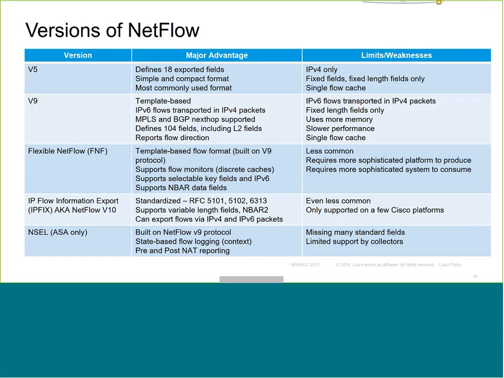NSEL is a Cisco-specific form of NetFlow or structure of NetFlow based on NetFlow version 9 that comes from ASAs. The big advantage of that is that it includes information about the pre- and post-NAT mapping, so that when a host has gone through to the internet, we can tell you what the true destination was rather than the fact that it went to the proxy, etc., etc. So they're the different versions of NetFlow.